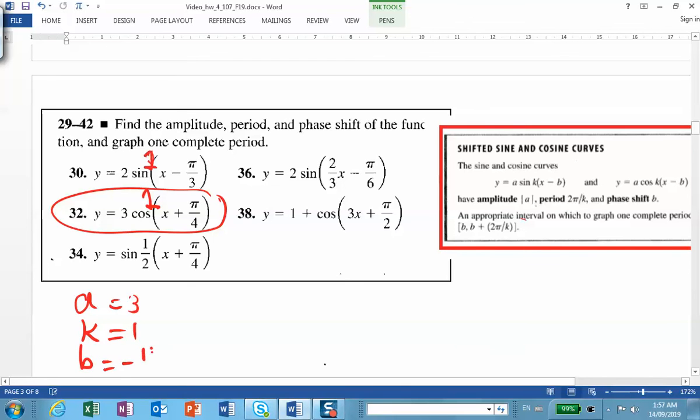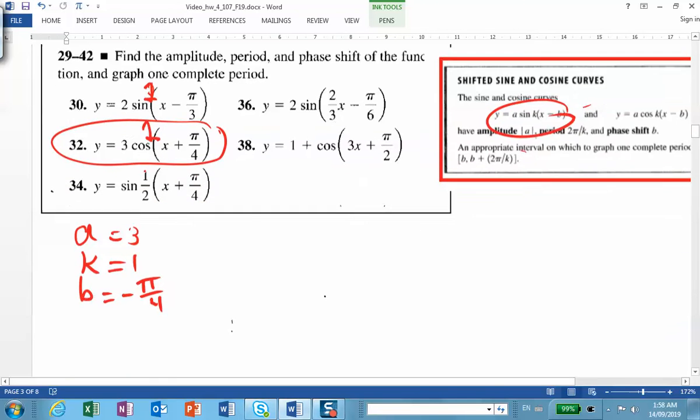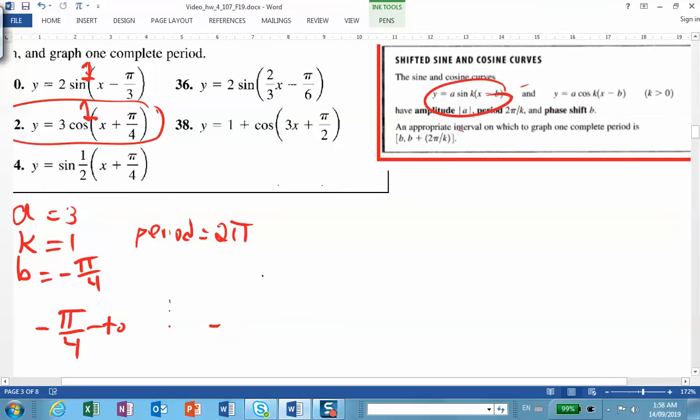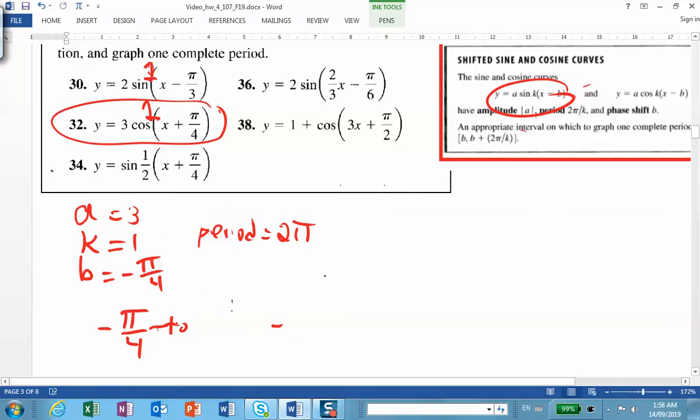Because if you look at this format, it is x minus b. So if it's x plus pi over 4, minus b is pi over 4, or b is minus pi over 4. Okay, so first of all, the period is 2 pi over k, that's 2 pi. So that interval where we draw one cycle is going to be minus pi over 4 to minus pi over 4 plus 2 pi.